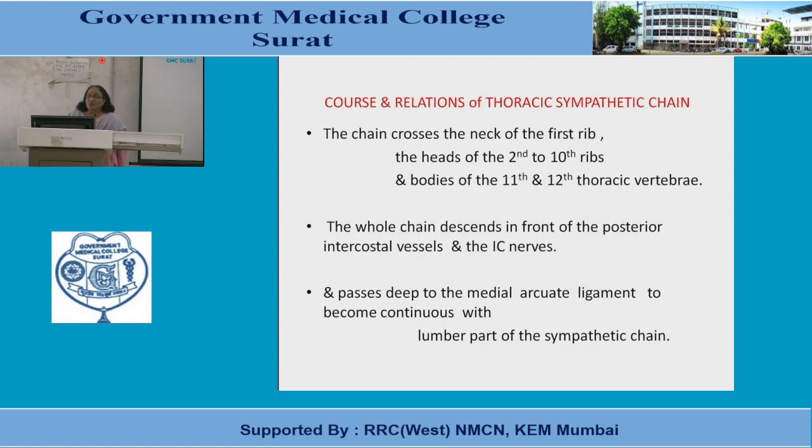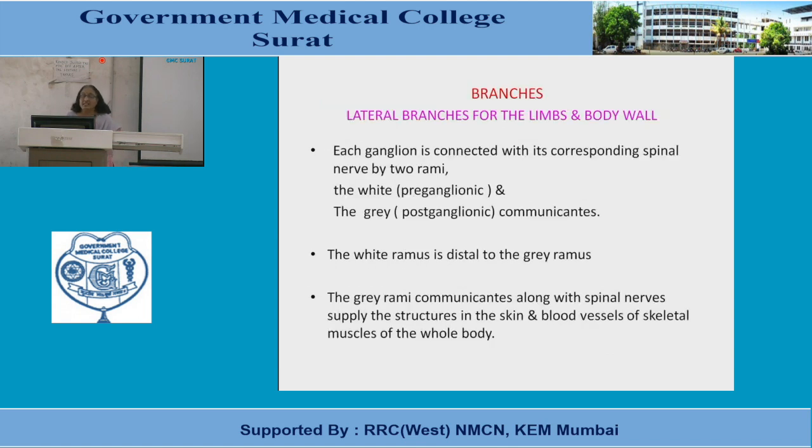Then the course of that chain: it passes deep to the medial arcuate ligament to become continuous with the lumbar part of the sympathetic chain, that is the part along with the abdomen. Now what are the branches? The lateral branches for the limbs and the body wall. Now the important lateral branches.